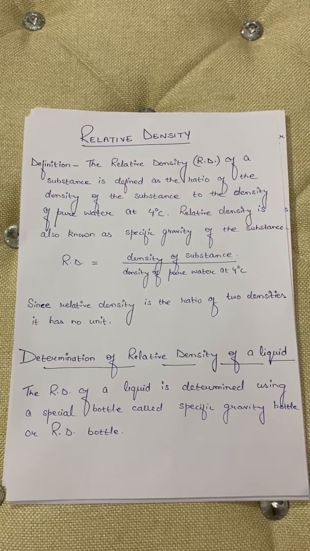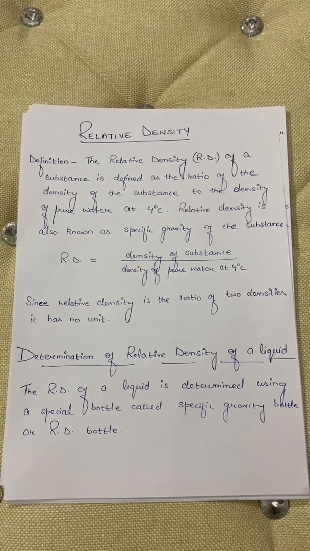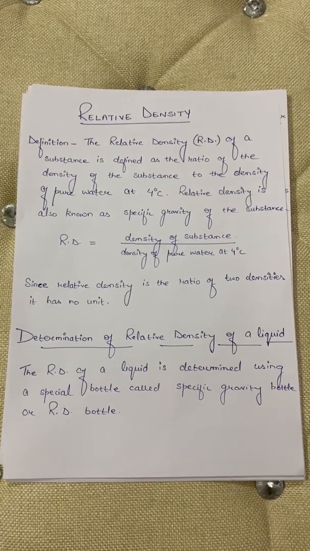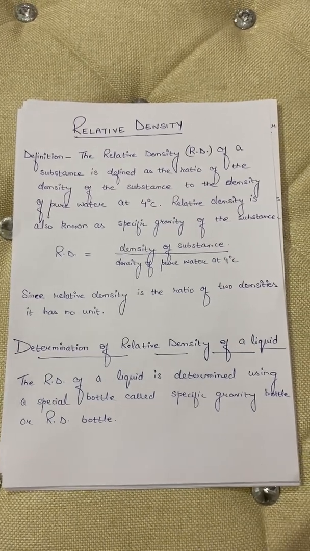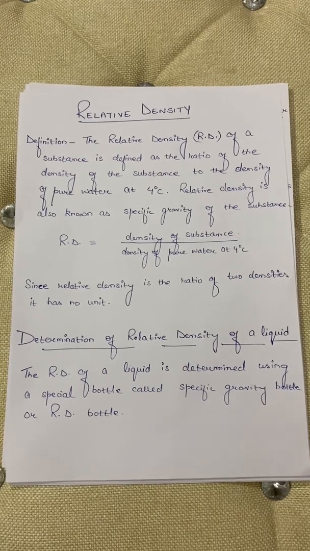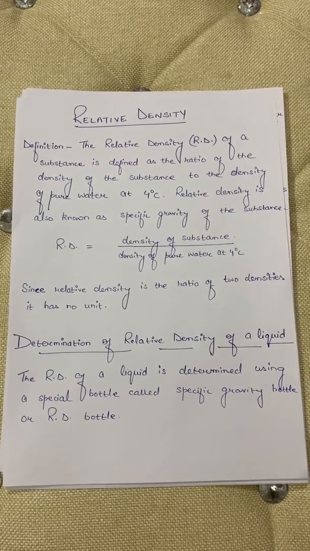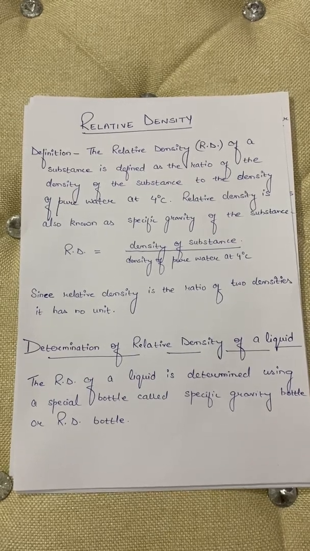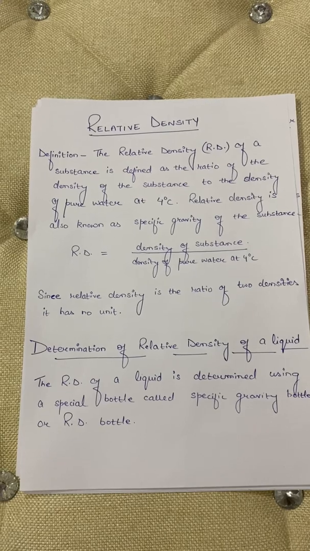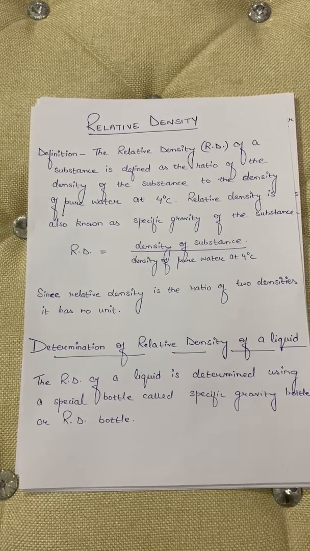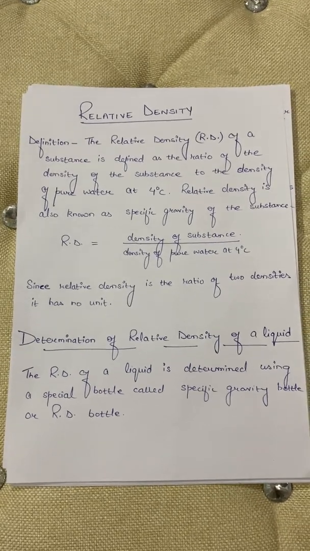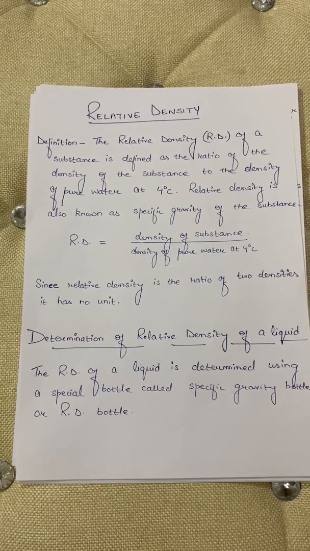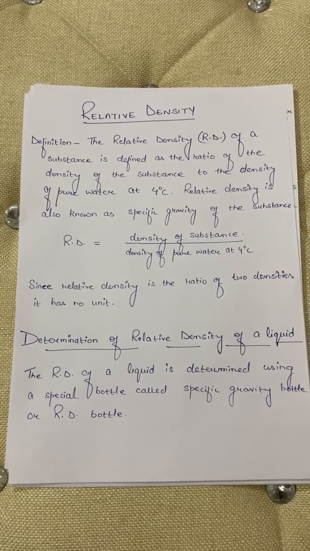So my point is, the term itself is self-explanatory: it is a density in relation to, in comparison to, a particular substance. But what is that particular substance? That particular substance is pure water, and that too at a particular temperature, 4 degrees Celsius. So these two things you need to remember. First, it is the density of a substance in comparison, relative. The term relative is attached as a prefix, relative to the density of pure water at 4 degrees Celsius. And it is also known by one more name, and that is specific gravity of that particular substance.